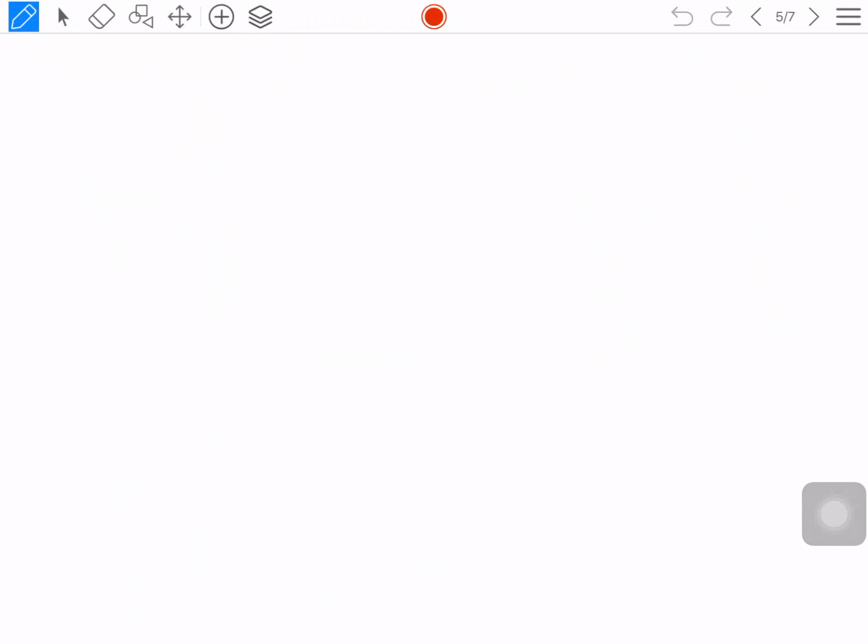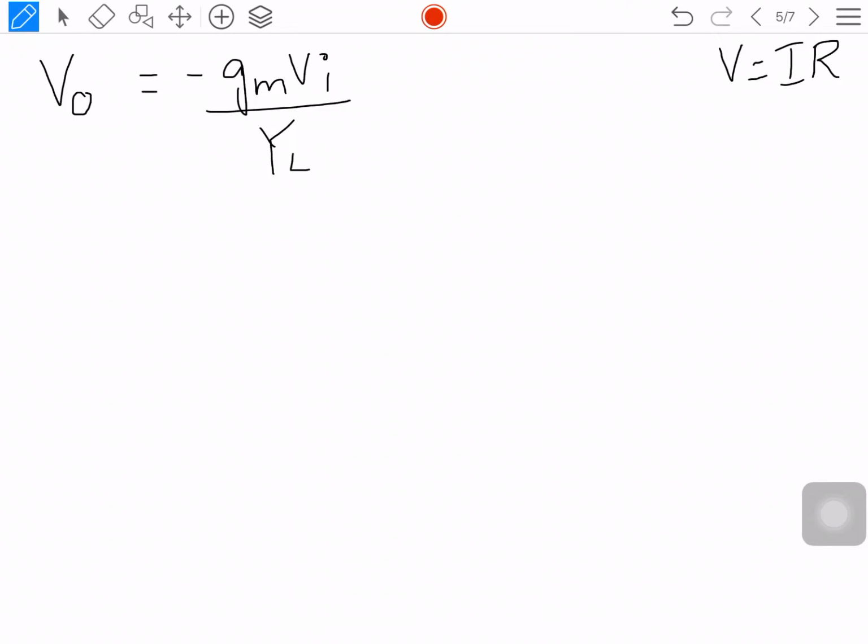From the equivalent diagram, we can clearly say that V0, that is the output voltage, is equal to minus gm VI by YL. How will we write the voltage? Voltage is nothing but I into R, where R is resistance and I is the current. The current which is flowing in the device is gm into VI, because I am having a current source. Here I can represent the resistance with the admittance also. Here YL is nothing but the load admittance.